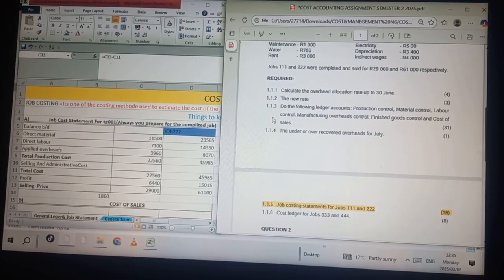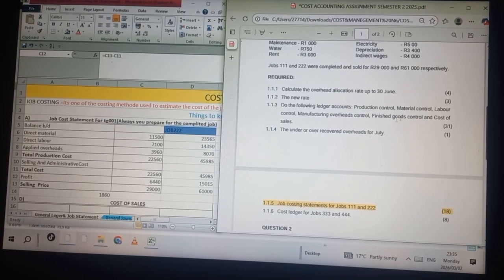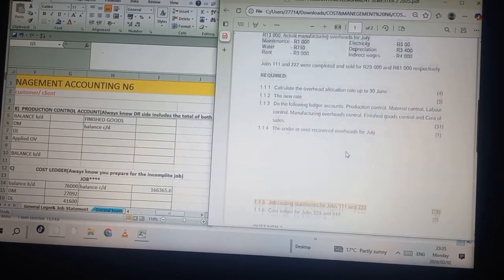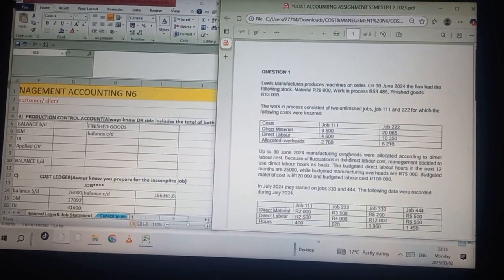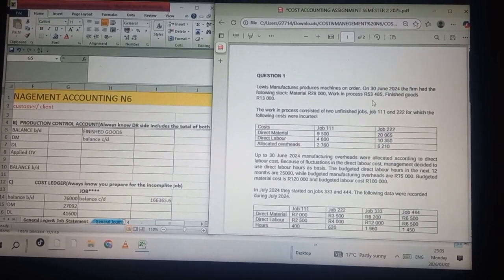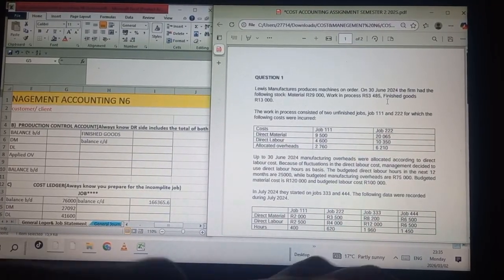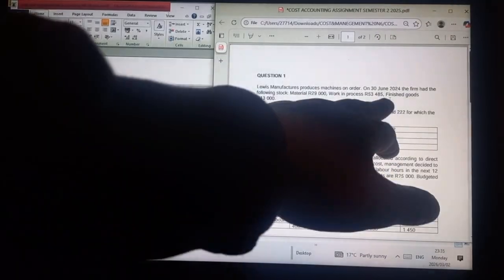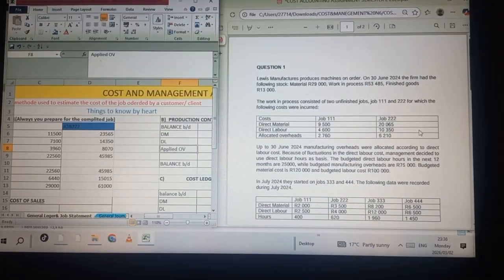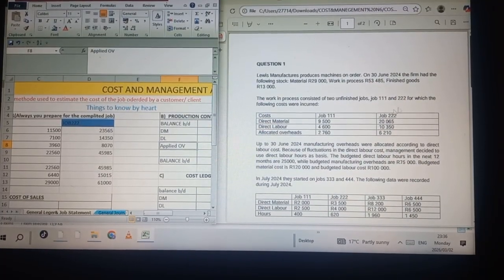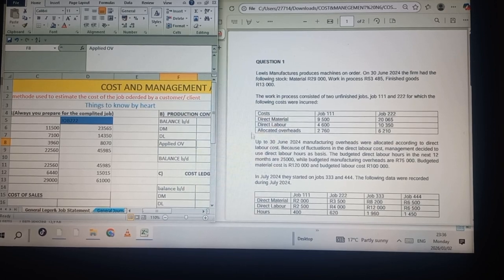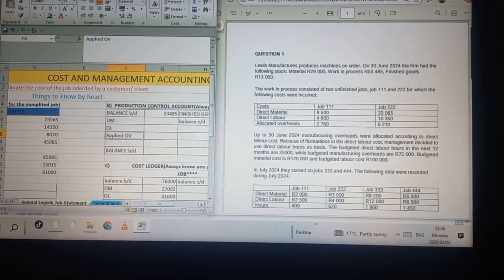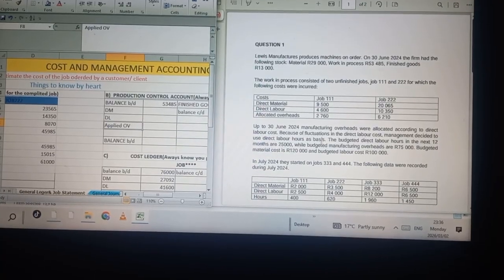We can go back to 1.1.3. This is the production control. Here's the production control, guys. Balance brought down. It is given: work in progress 53,485. Remember, we're in the month of July, not in June anymore. So we only deal with July. Don't make a mistake by also adding up June's work in July.